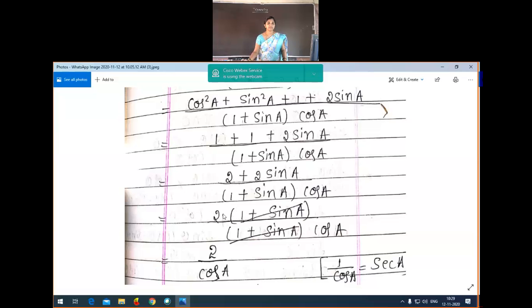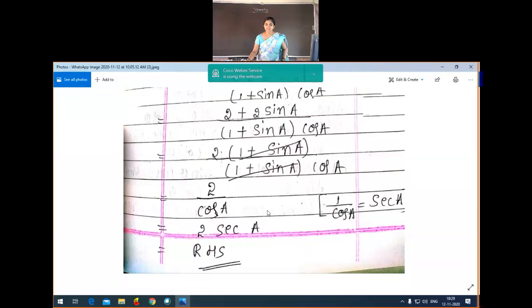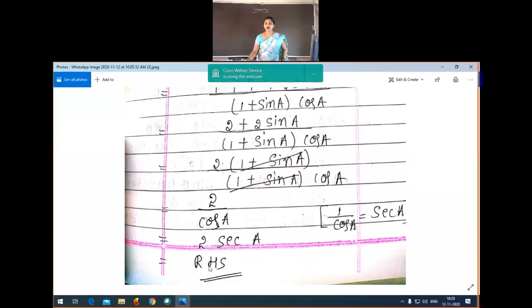1 plus sin A. That divided by 1 plus sin A into cos A is fixed from the beginning step. Now you can observe, in the numerator 1 plus sin A, in the denominator also 1 plus sin A, so 1 plus sin A gets cancelled. What is remaining now? 2 divided by cos A. Let us take the 2 separately, 1 by cos A. What is the value of 1 by cos A? Secant A. So 2 into 1 by cos A is 2 secant A. Yes, 2 sec A is the RHS.